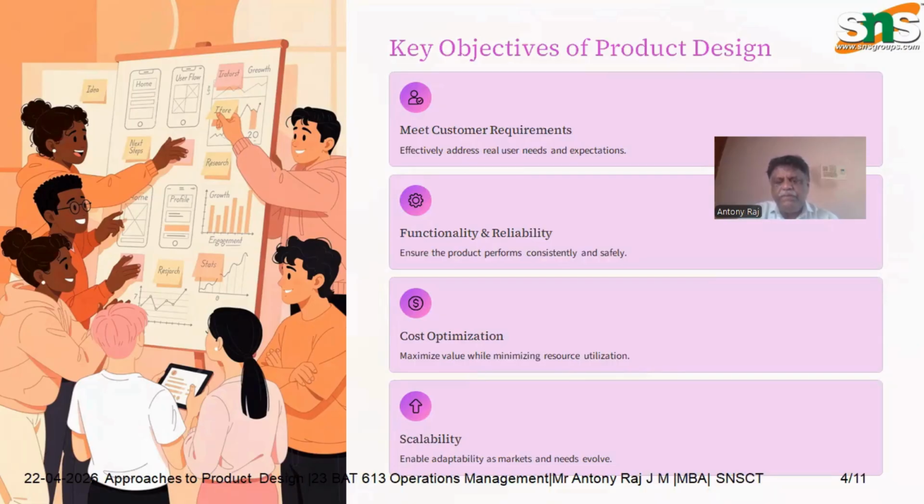Reliability is also a very important part, where it ensures the product functions consistently. Cost optimization is also very important because you have to develop a product with the organization in mind. You have to minimize resource utilization and maximize value. And scalability means the product should be able to be developed across different geographies and nations when the requirement comes up. It should not be limited to one particular country, or scaling up a product should not become so complex.